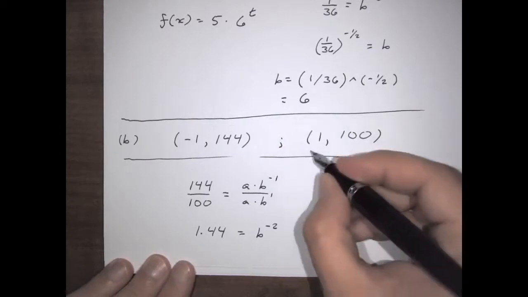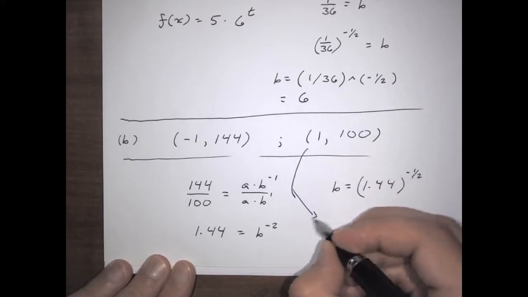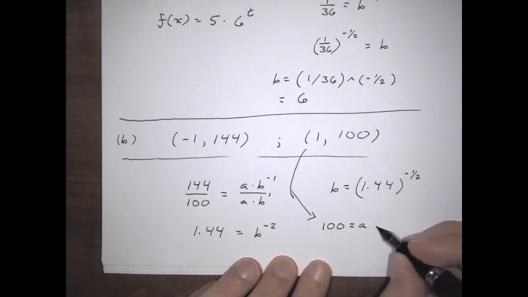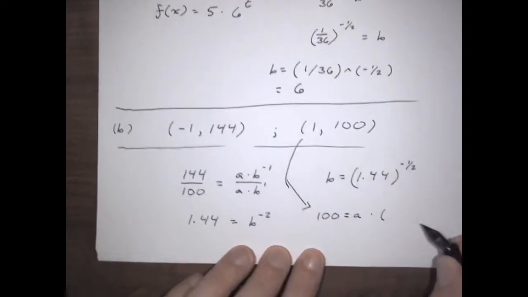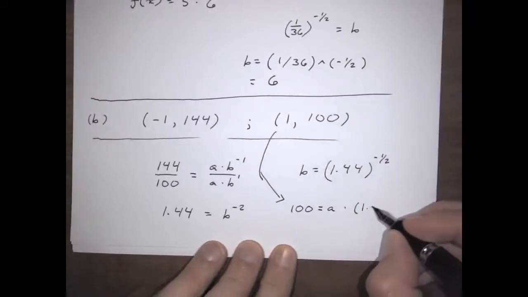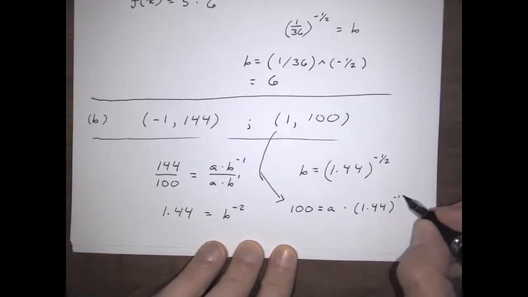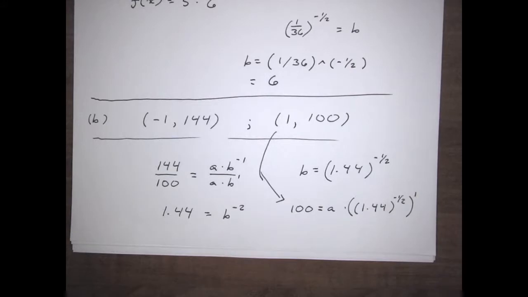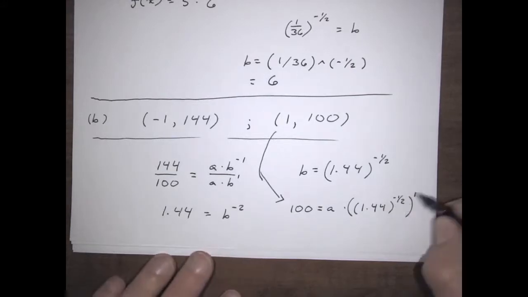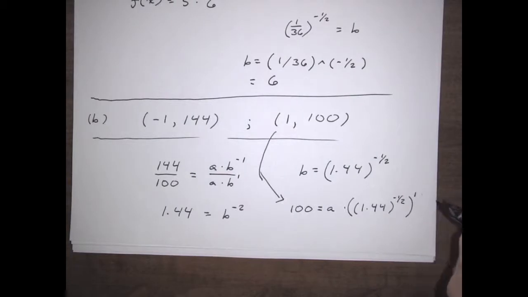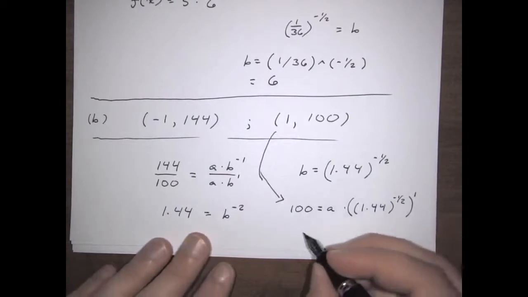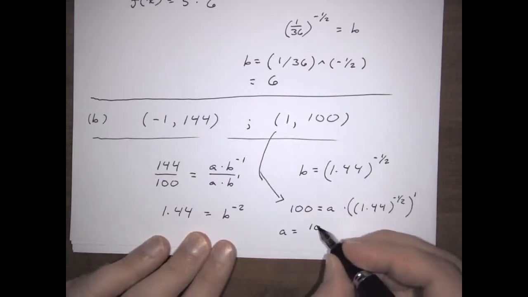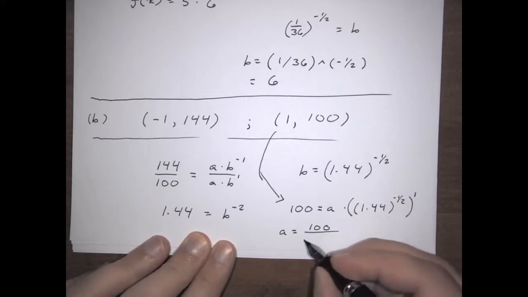So then to find the a, we can use either of the two. I shy away from the negatives just by instinct. So 100 is the y. A is a mystery. 1.44 to the negative 1/2 to the 1. But these would just multiply, so it's easy to see what it is raised to the 1, but if it had been something else, those would just multiply together. And basically what that just gives us is a equals 100 divided by all of that.